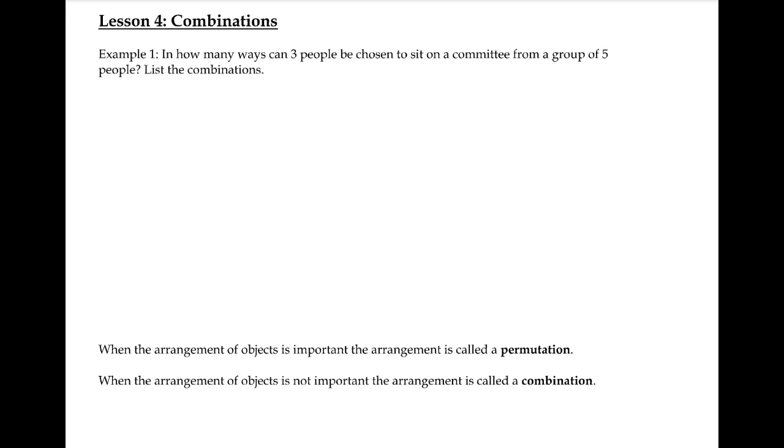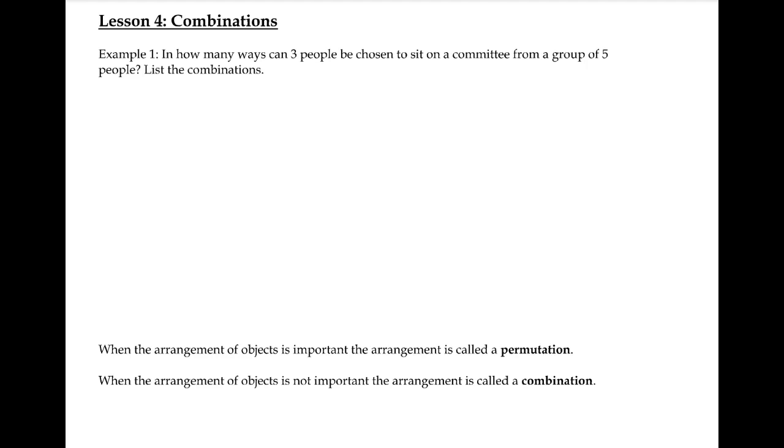All right, welcome to lesson 4 of unit 4. You are almost done. You're over the halfway point. So lesson 4 looks at combinations, which is a new form of picking and arranging things. Up to this point, we've talked about permutations.